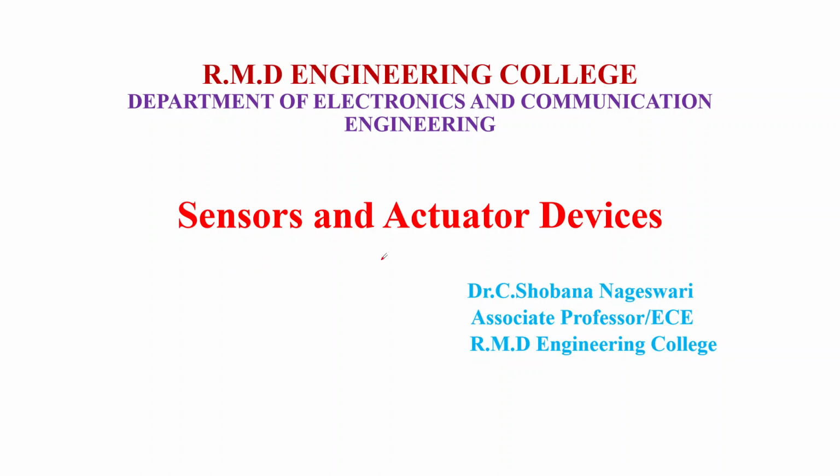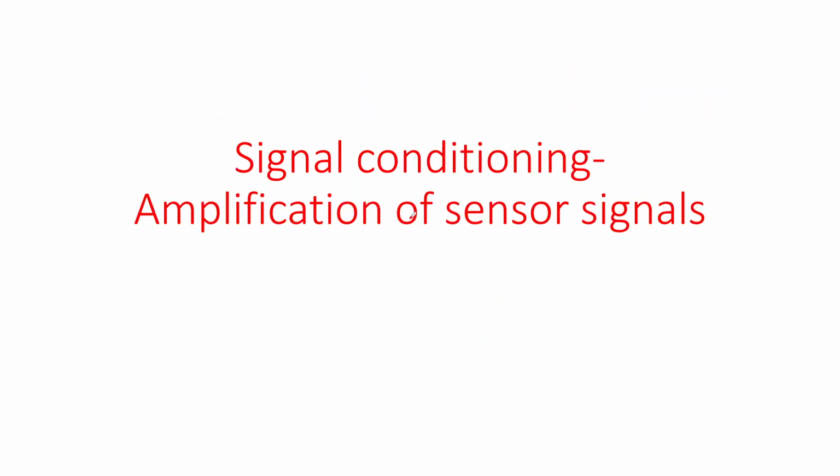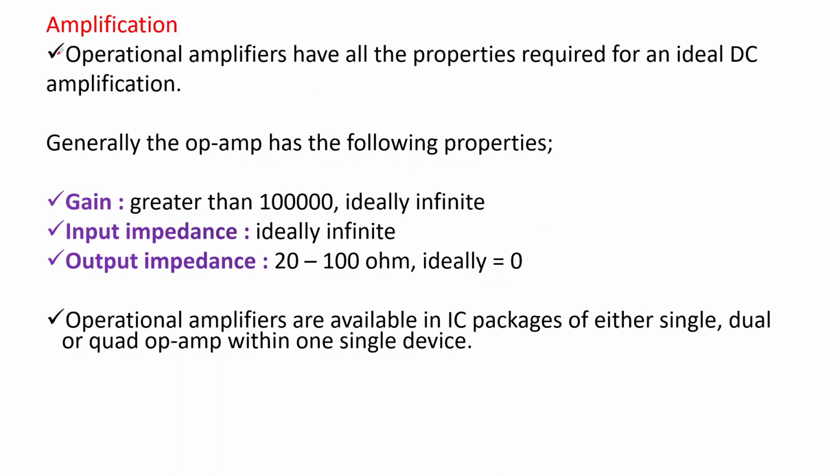In this video, we are going to discuss the amplification of sensor signals in signal conditioning. Signal conditioning needs operations like amplification, filtering, and isolation. Here we are going to discuss amplification. Many signals are very low in amplitude. In those cases, we have to amplify the signals as required for the next processing.